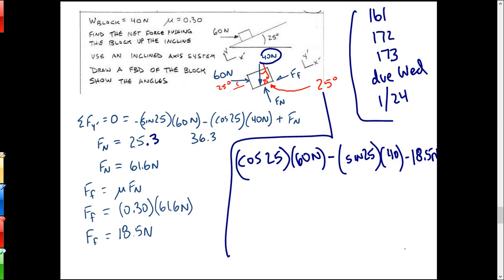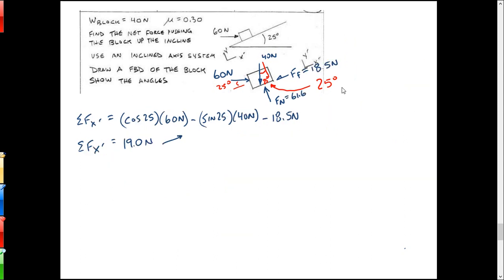Okay. So there we go. Call it good. I don't know, there's the last step on that. It's 19 newtons total going up the ramp.